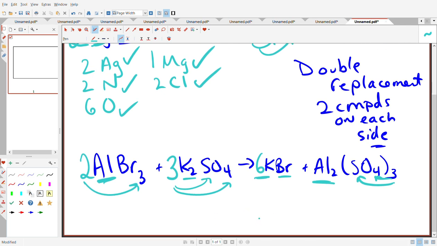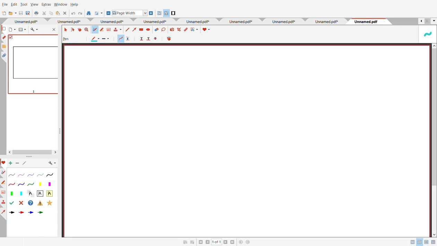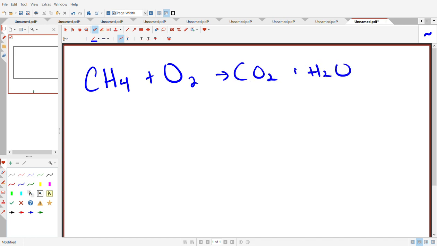And again, this is a double replacement chemical reaction because I see all compounds. Okay, next one, CH4. Carbon plus oxygen gives you CO2 plus water. That is called combustion, and that's how I remember that.